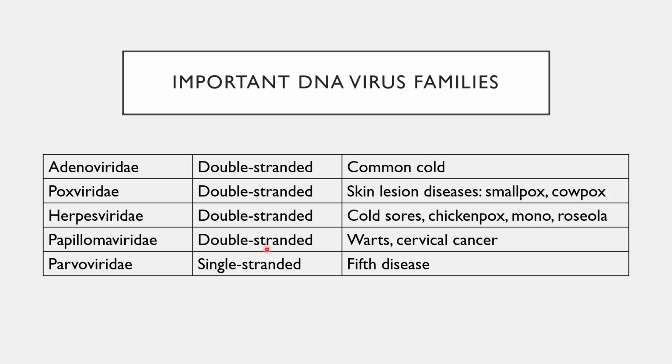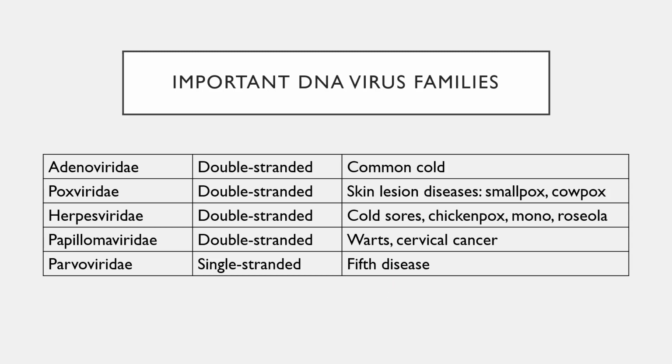Papillomaviridae is a double-stranded virus that causes diseases that are associated with cancer, especially cervical cancer, as well as warts. And Parvoviridae is a single-stranded DNA virus that also causes diseases that are associated with rashes, including fifth disease. Fifth disease is an infection mostly found in children. It leads to common cold-like symptoms followed by a bright red rash on the face and sometimes on the body.